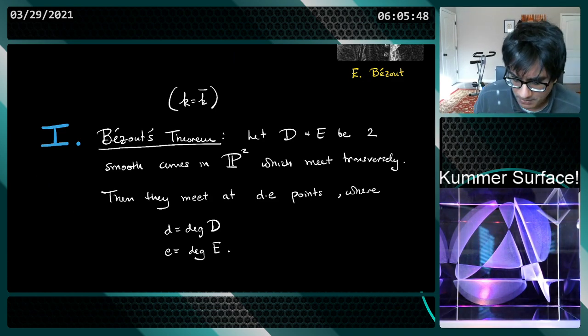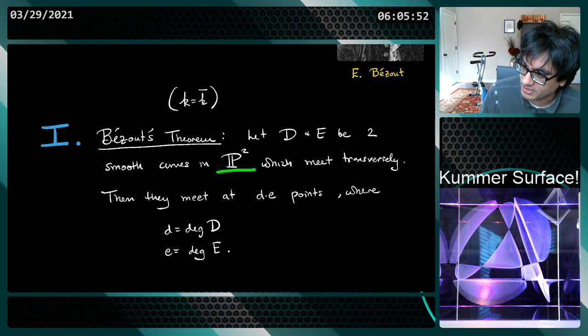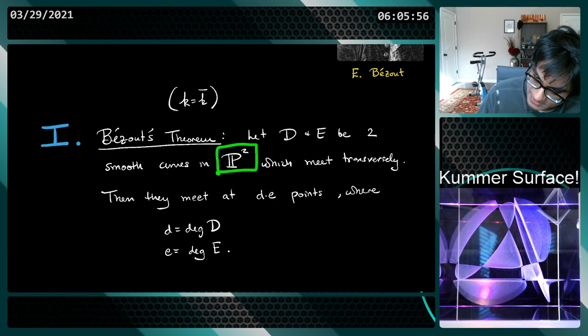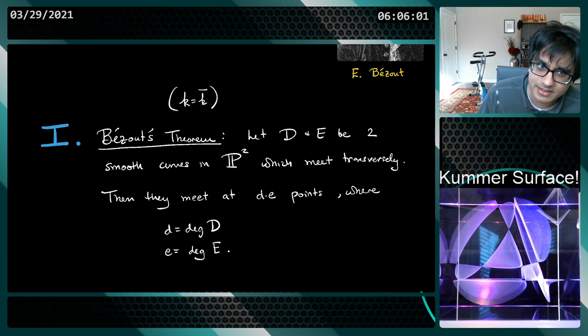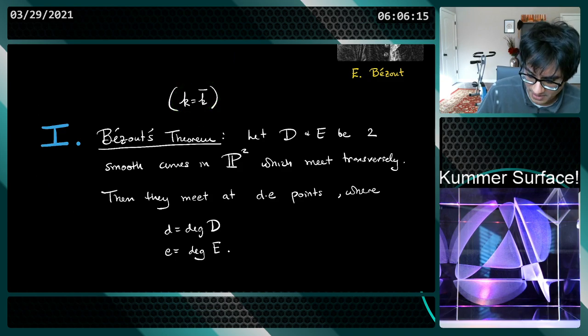So I want to point out a couple of things. We're going to talk about all the assumptions here. P2 is needed, it's in the statement, not A2, like your affine plane. It's not R2, it's more like C2. Not C2, it's CP2. And meeting transversely, apparently, is in the statement.